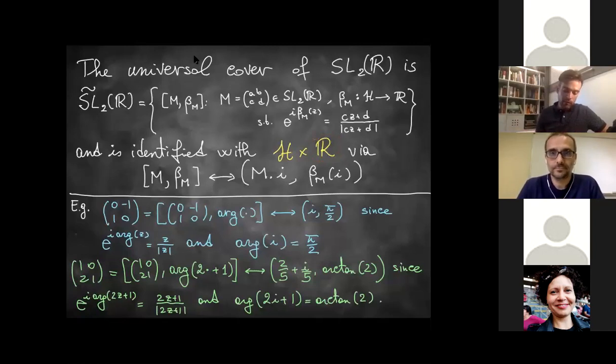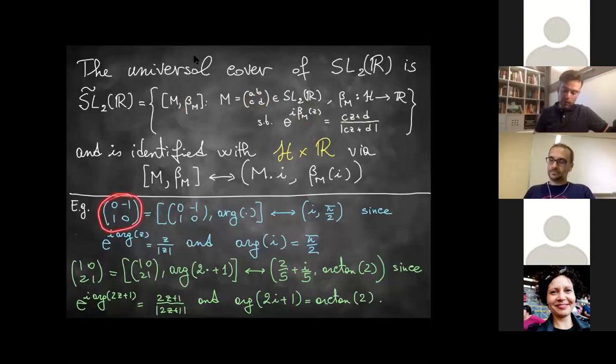And one way to realize this group, SL2 tilde, is just to consider a matrix comma a function. And this is a function that looks like an arg function. So this is a function that gives you, once you exponentiate it, basically cz plus d normalized, where the c and the d are the bottom row of your matrix. So this is hard to wrap your head around. So let's just look at a couple of examples.